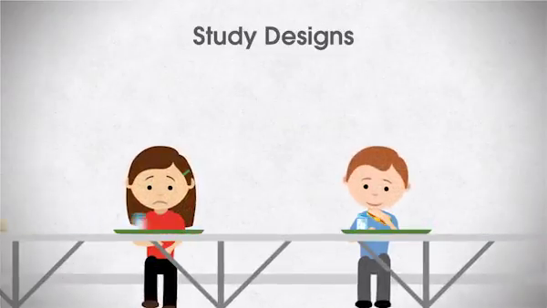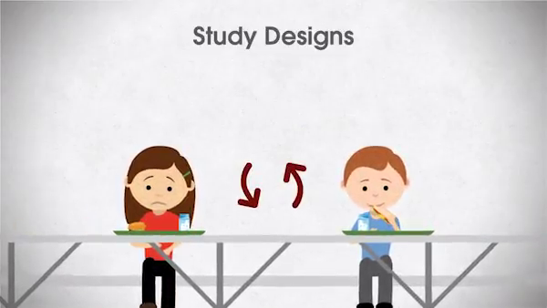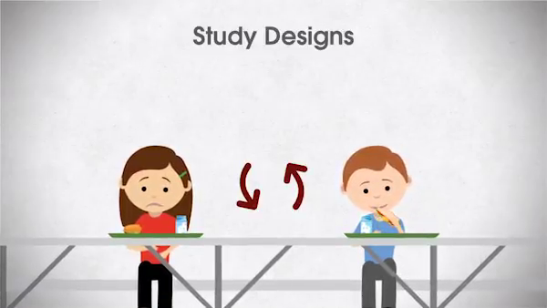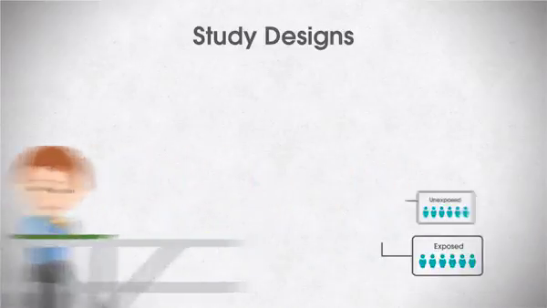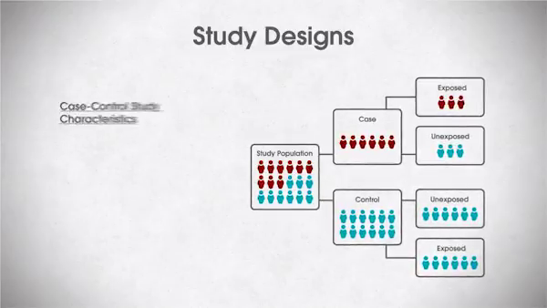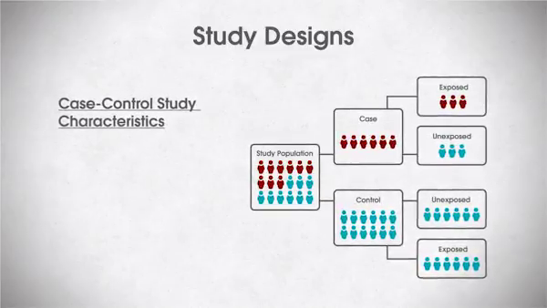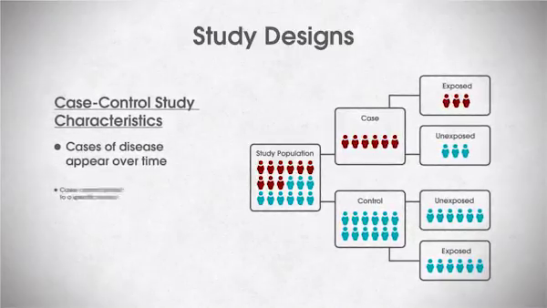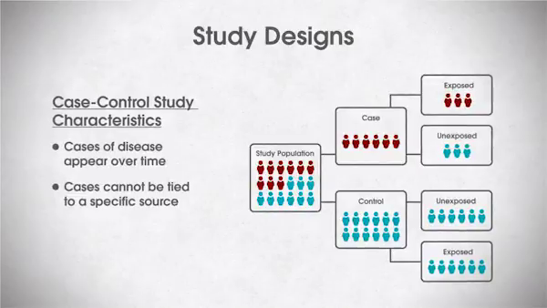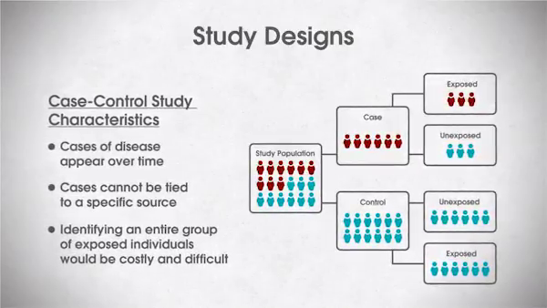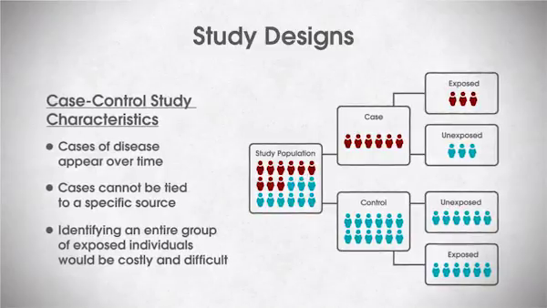A cohort study would be used for the outbreak in elementary school A because the group of students ate the same food during a defined period of time. A second type of study design, often used by epidemiologists, is a case control study. This study is used when cases of disease appear over time and cannot be tied to a specific source. It can also be used when identifying an entire group of exposed individuals would be costly and difficult.